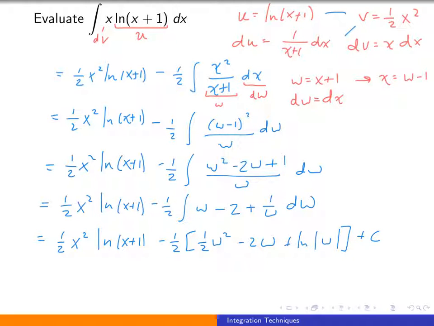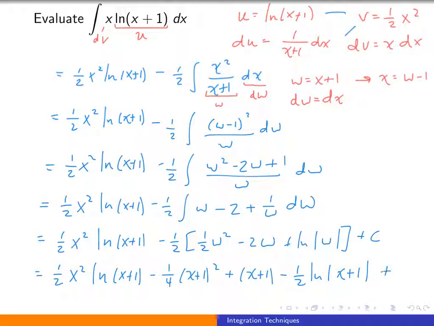And our last step is to just resubstitute and get everything back in terms of that original variable. So each of the w's here need to be replaced with an x plus 1. So distributing that 1/2 through at the same time, we'll have minus 1/4 x plus 1 quantity squared. Minus 1/2 times minus 2 is just a plus 1. And then minus 1/2 natural log absolute value x plus 1, all plus c.